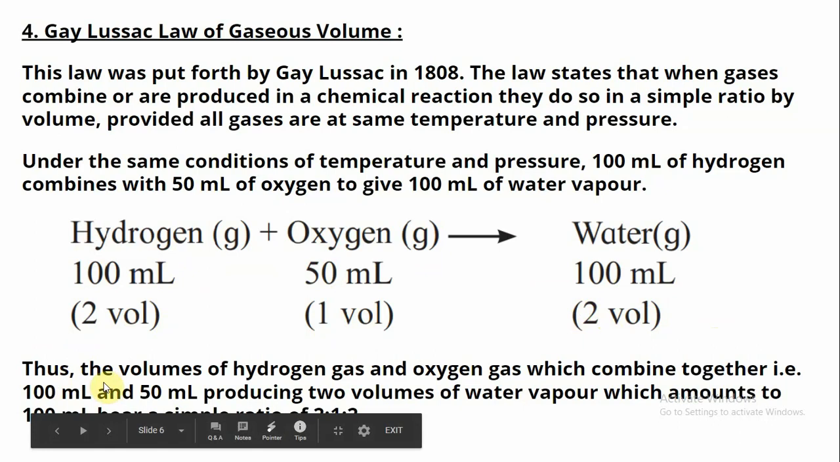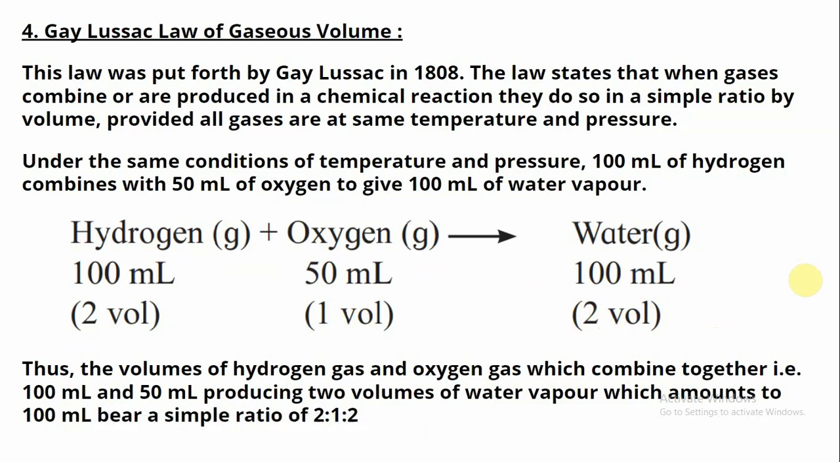Thus the volumes of hydrogen gas and oxygen gas which combined together, that is 100 ml and 50 ml, produce 2 volumes of water vapor. I told you that water is in the form of gas, which amounts to 100 ml here. The simplest ratio is 2 is to 1 is to 2, meaning 100 is to 50 is to 100 ml, the simplest ratio.